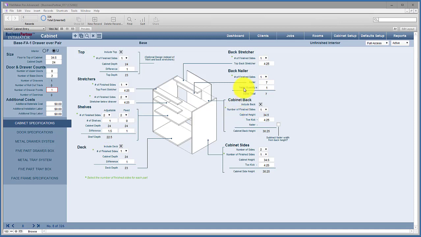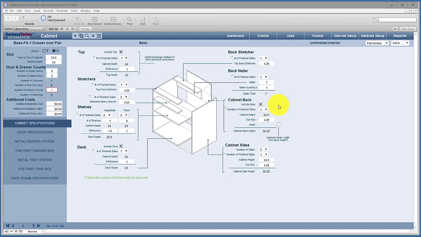A couple other things here. The back nailer, you can have a quantity of 2 or 3, or more than one. We don't have that option for most of these parts, but in that particular case some people like to have a nailer at the top and at the bottom of their base cabinets, and this is also relevant to wall cabinets.